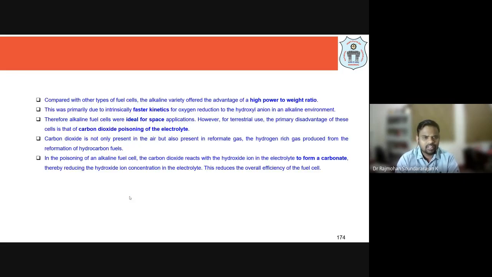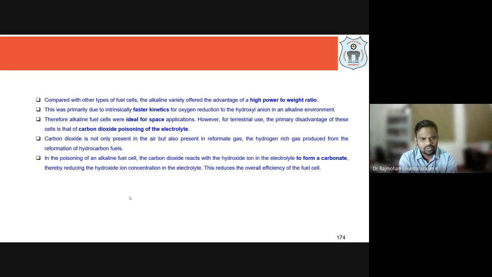Compared with other types of fuel cells, the alkaline variety offered the advantages of high power to weight ratio, primarily due to intrinsically faster kinetics for oxygen reduction to the hydroxyl anion in the alkaline environment, and therefore alkaline fuel cells were ideal for space applications. However, for terrestrial use, the primary disadvantage of the cell was CO2 poisoning of the electrolyte. That's why pure oxygen is being used.